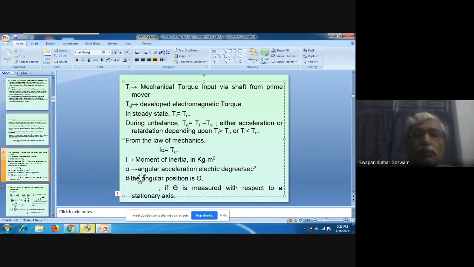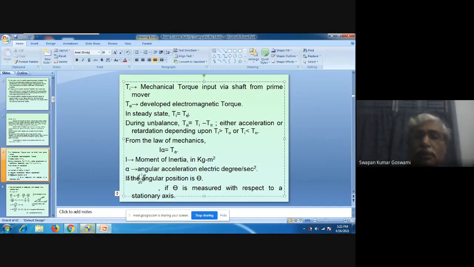In steady state, what will happen? The mechanical torque input and electrical torque output are the same. So in steady state, Ti is equal to Te because the generator is rotating in stable condition. Speed is synchronous. Obviously, there is neither acceleration nor deceleration. So Ti equals Te: mechanical torque input is equal to electromagnetic torque output.